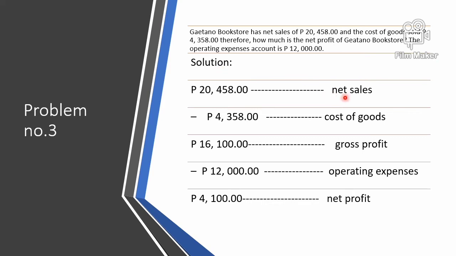First, the net sales is 20,458 pesos. So, we will subtract the cost of goods sold, 4,358 pesos, and the gross profit is 16,100. Then the operating expenses is 12,000. So 16,100 pesos, subtract the operating expenses in the amount of 12,000. So the net profit is 4,100 pesos.